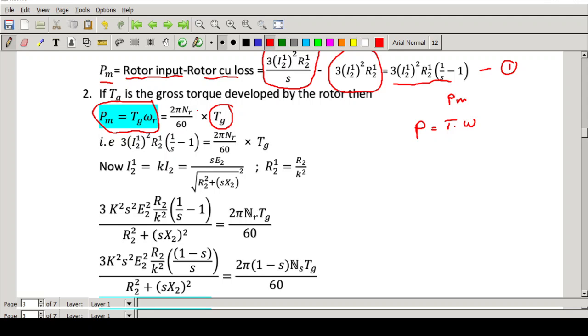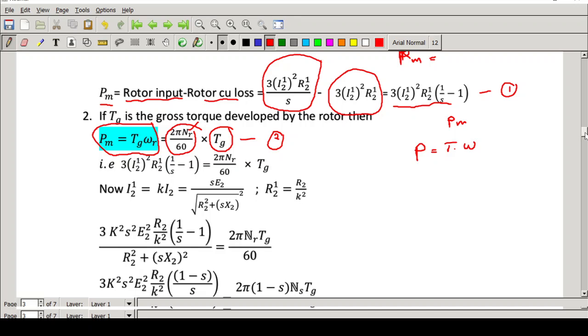Okay, and what is omega? Omega is the angular speed. And here you can see NR is the rotor speed. Now I'm taking this as equation number 2. If you see the first equation and second equation, the left hand side of both is PM, right? So I will equate them, then I will get what?